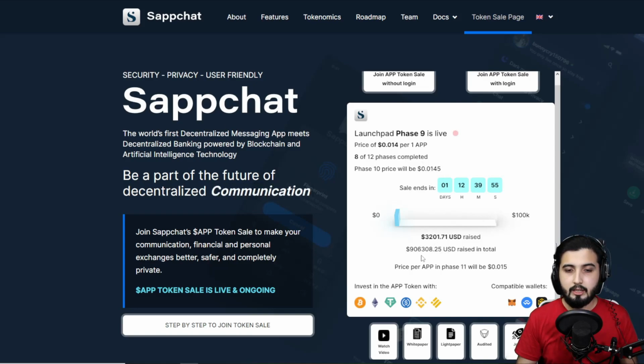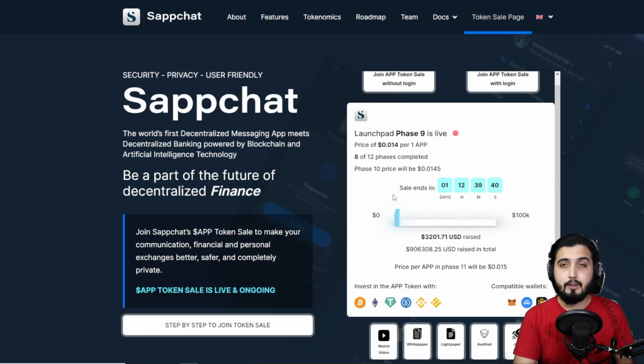Currently they have raised about $0.9 million. It's almost going to be $1 million that they have raised in this pre-sale. So you can say it's going as a huge success right now. This is the countdown that's happening for this phase. Phase 9 is currently live, and with every phase the price increases. So the quicker you buy it, the better the price you can get than if you're buying it later on.